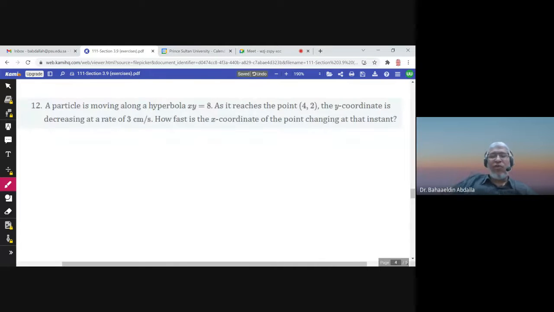A particle is moving along a hyperbola, and this is the equation. As it reaches the point (4, 2), so this is x and this is y, the y coordinate is decreasing. If we call the y coordinate y, then the y coordinate is decreasing. This means dy by dt is negative 3 because it's decreasing. How fast is the x coordinate of the point changing? So what is dx by dt?